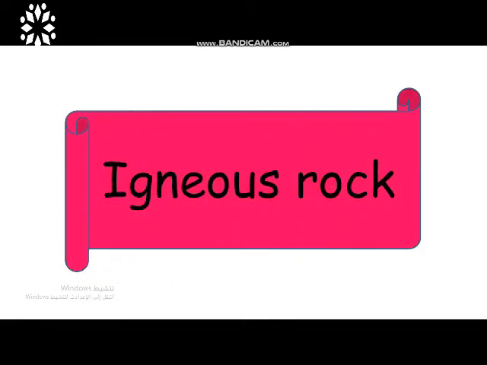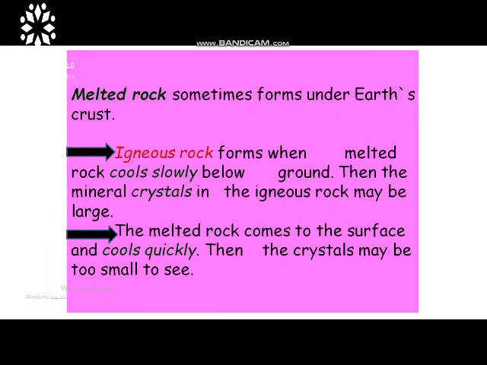Number one, igneous rocks. Melted rock sometimes forms under the Earth's crust. Igneous rocks form when melted rocks cool slowly. I know that rocks can be melted, and after melting, they will cool. Slowly or faster? Slowly.